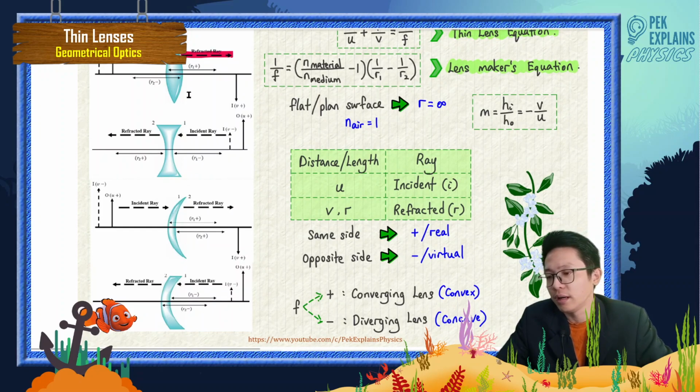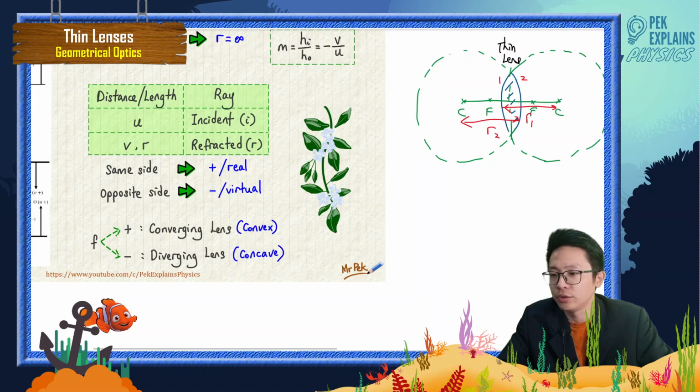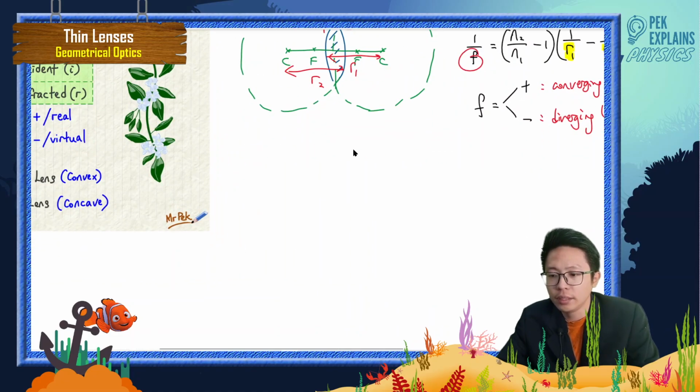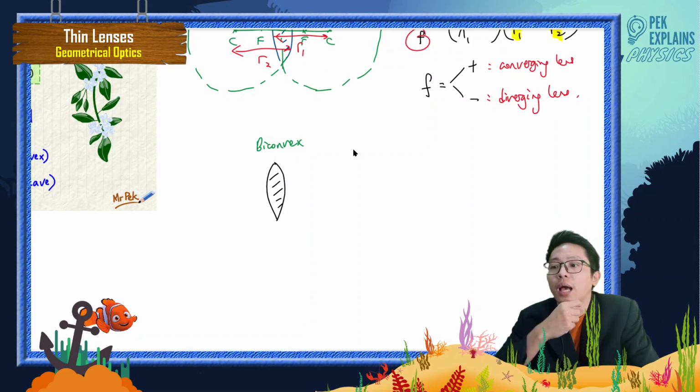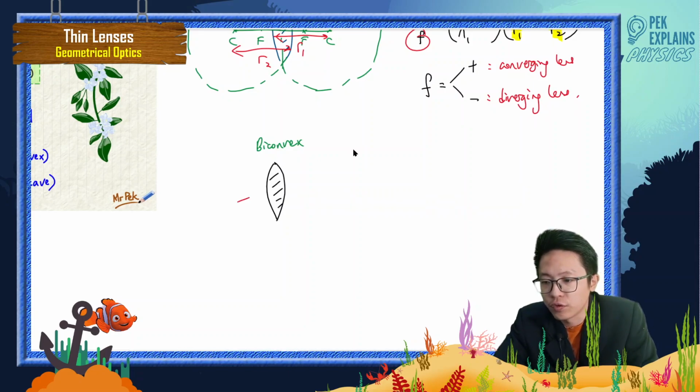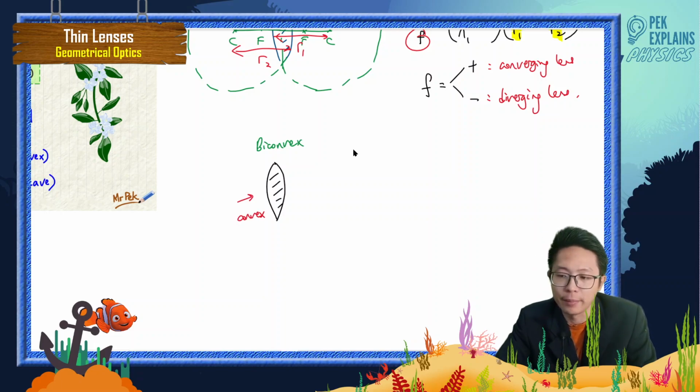So how do you name them? If you look carefully, I draw here again. We call this a biconvex lens. Why biconvex? Because we look at both sides. From this side, we can see a convex surface because it curves outward, and from the other side it is also a convex surface. That's why it's called biconvex.